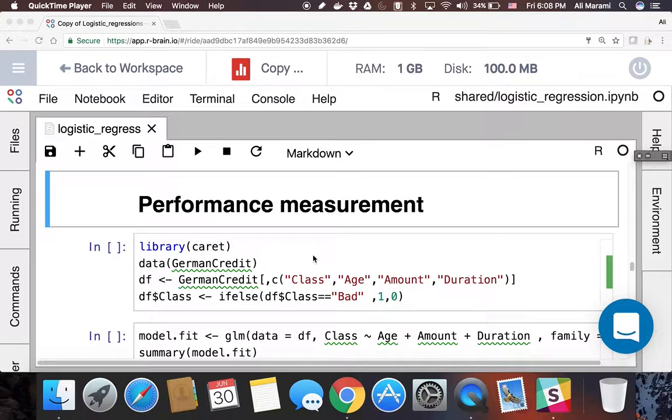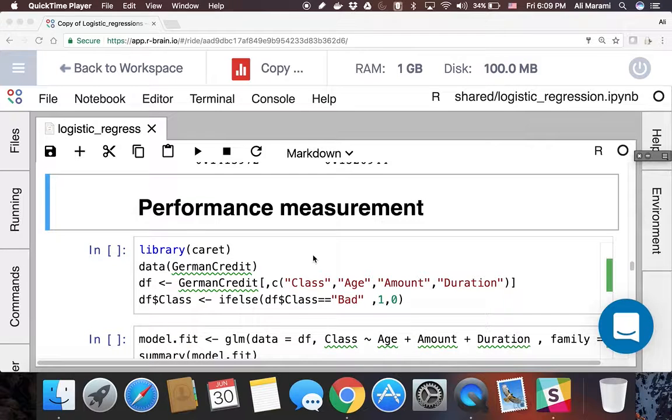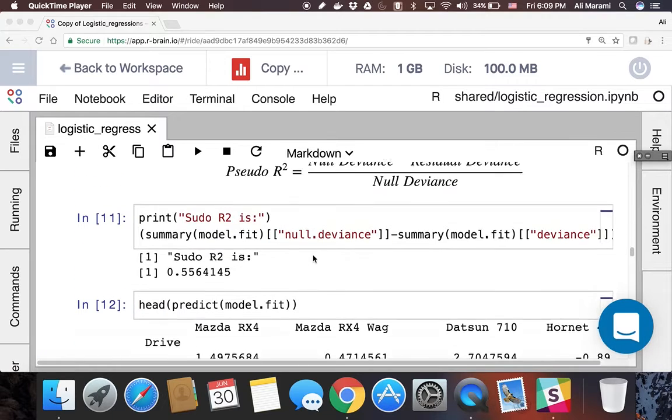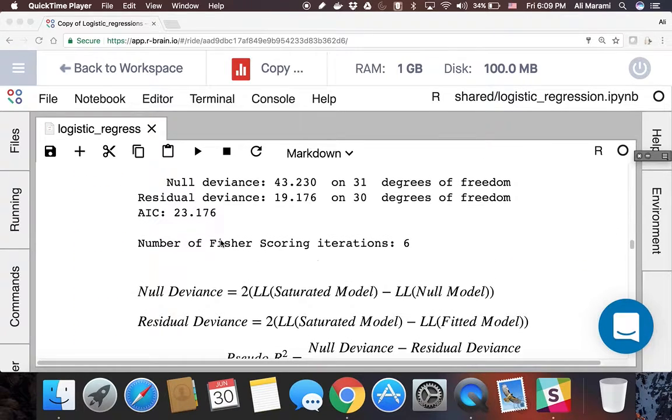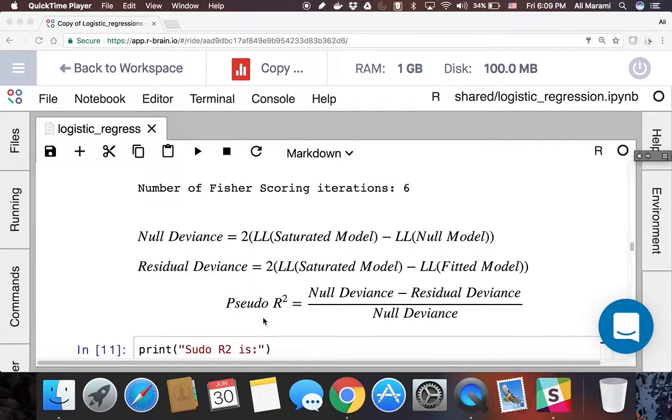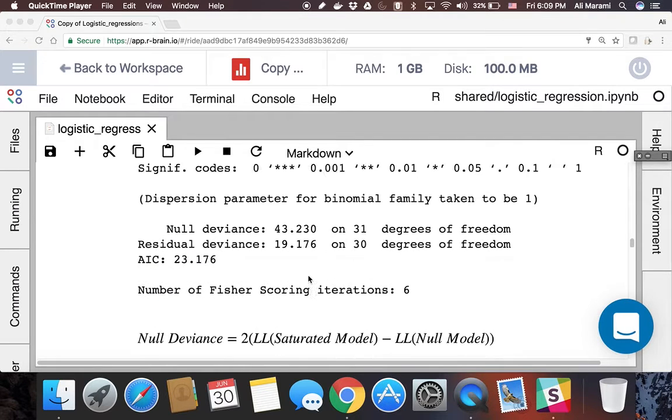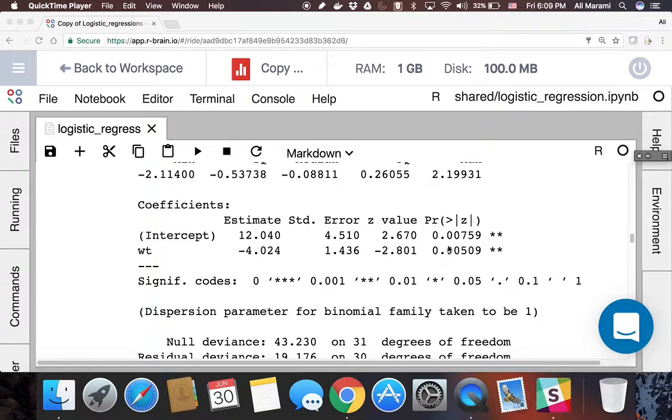All right, after running a logistic regression model for our example, now let's discuss the performance measurement in logistic regression. We discussed a couple of measurements before. If you remember, we discussed AIC: the lower the AIC, the better. We discussed pseudo R-square, which measures the difference between the model that we have and a null model, which has no parameters and is run over just the intercept. And we also discussed p-values and z-values.